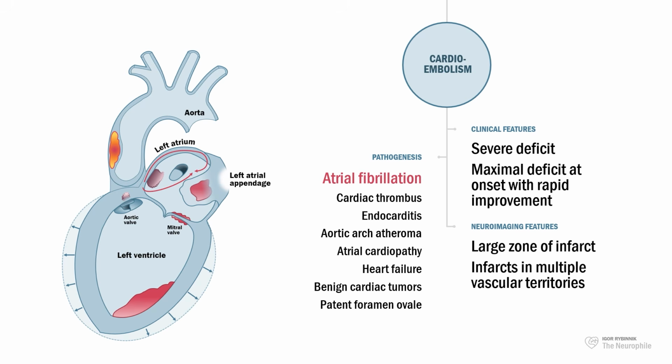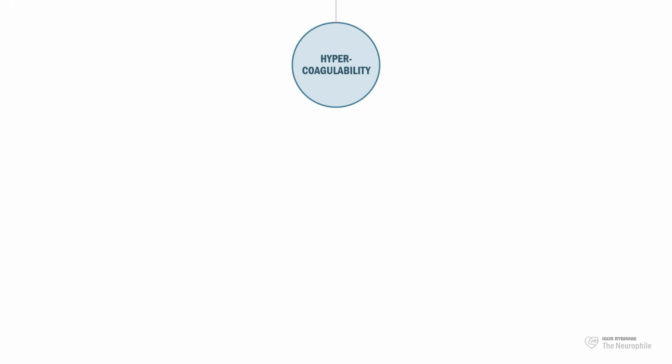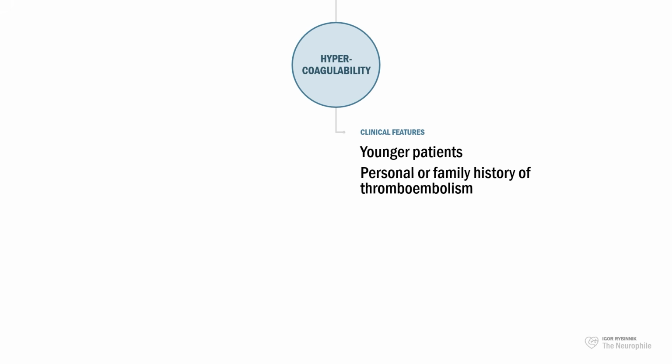The last major ischemic stroke mechanism is hypercoagulability. When do we suspect a clotting disorder? Stroke at a younger age, especially with a personal or family history of previous thromboembolism. Miscarriages late in the second or third trimester. The use of prothrombotic drugs, like oral contraceptives or hormone replacement therapy.